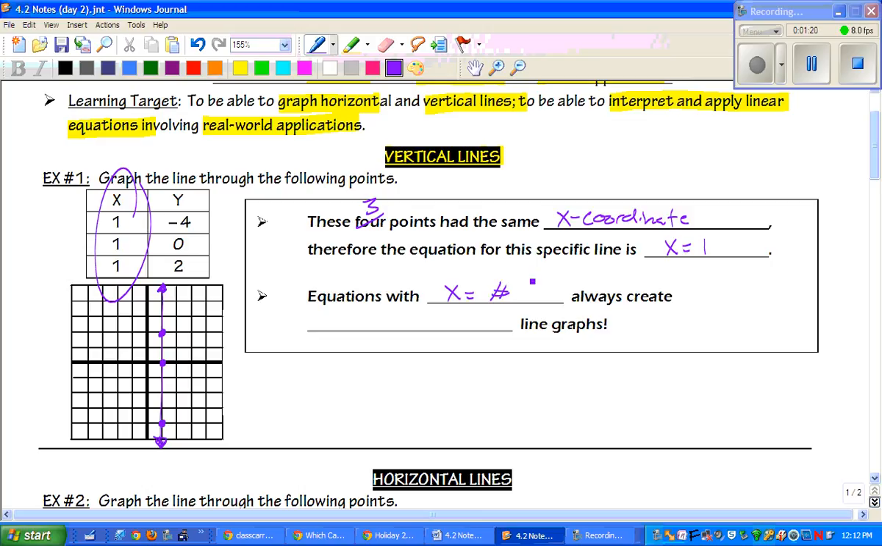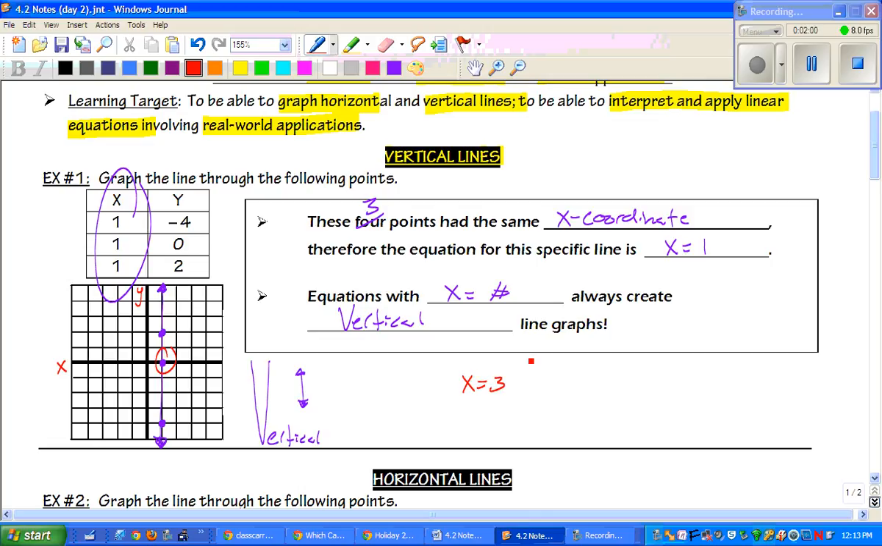Equations with x equals a number always create vertical line graphs, okay? And the way that I remember what direction vertical is, look at the first letter. The first letter is V. Whenever I think of that V, I know that it goes up and down. Now, a key thing to remember here is when we look at the x and y axis, an x equals graph crosses the x-axis. It doesn't go along with it, it's the opposite.